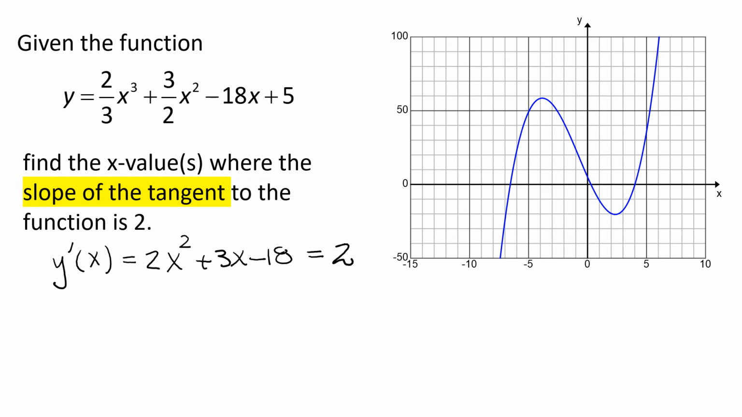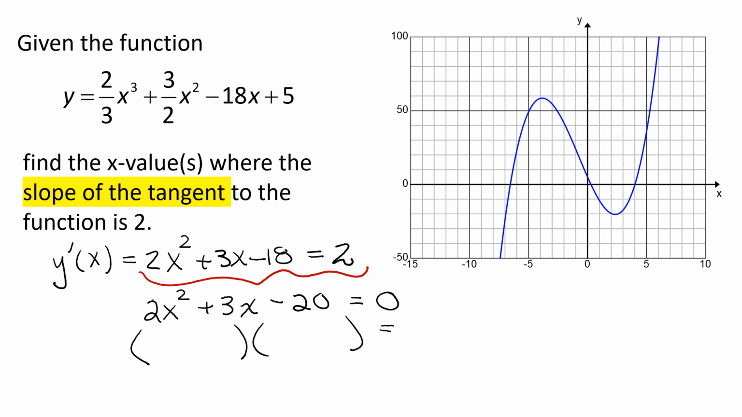And you get, so when you move the 2 to the left side, you have a quadratic, and you use typical quadratic methods to solve, okay? Which I'm not going to go into a whole lot of detail on. So if you're taking calculus or studying calculus, then you should be beyond that by now. Minus 20 equals 0, okay? All right, so it turns out this can be factored. Okay, but of course you can always use the quadratic equation. All right, so 2x minus 5, x plus 4, and you get two nice x values. x is equal to 5/2, and x is equal to negative 4.